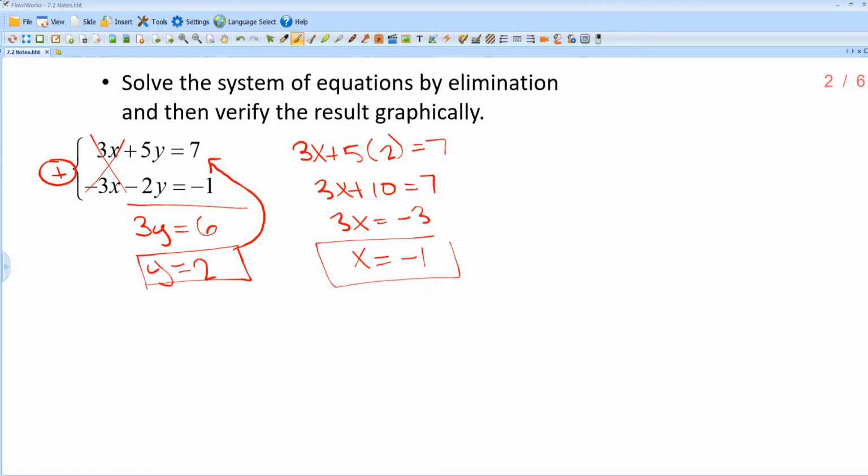Your last step in all of these questions is going to be actually to give sort of a final answer, and that final answer in this case is a coordinate, x comma y, so -1 comma 2. Graphically, we have 2 lines. They should be intersecting in one point, and that point should be -1 comma 2.